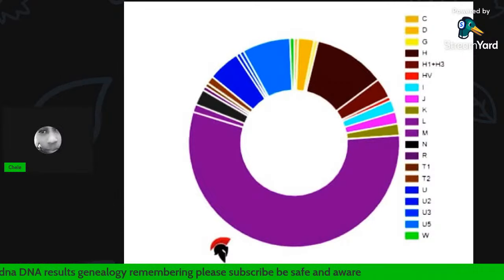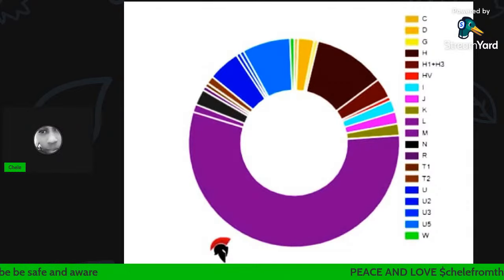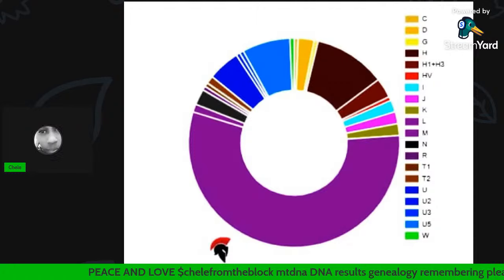Oh no, they're going to remove that. So I want to start with my particular mtDNA, mitochondrial DNA. I have to read it because it's kind of confusing to me.